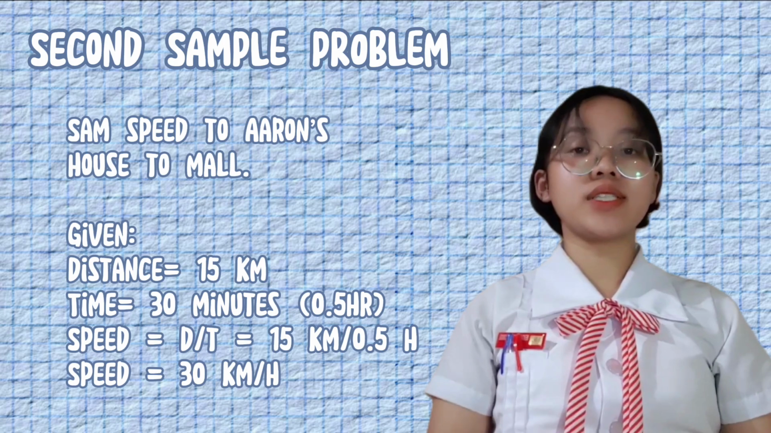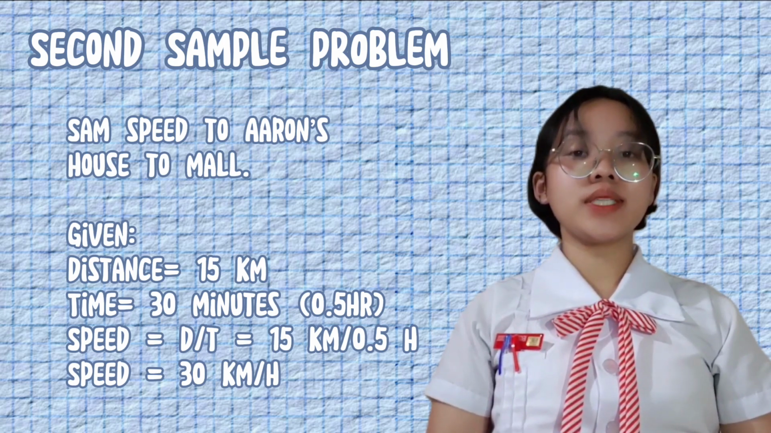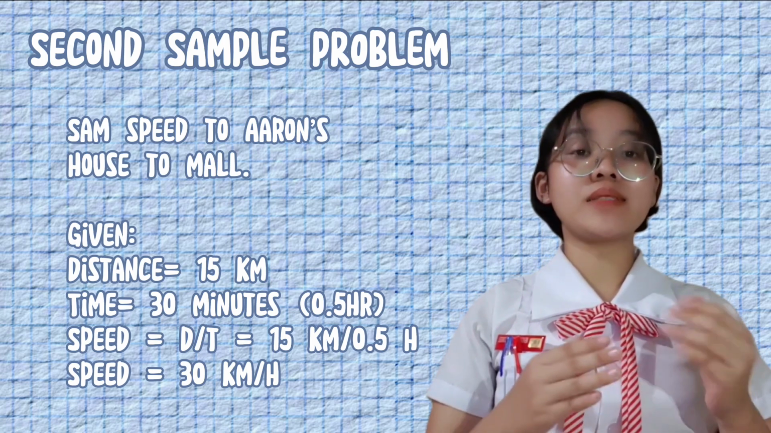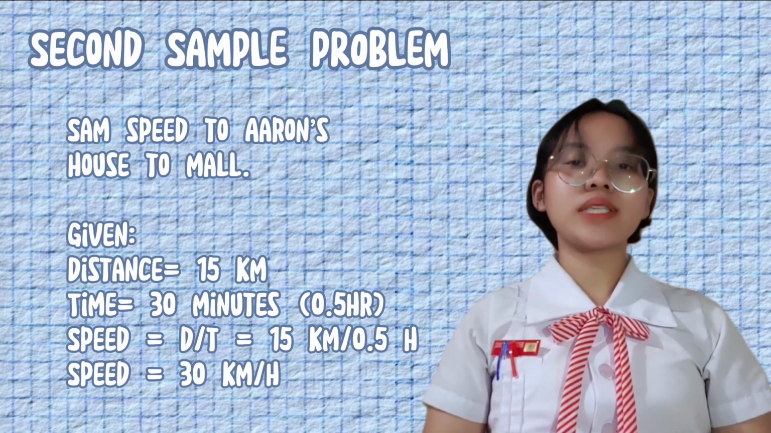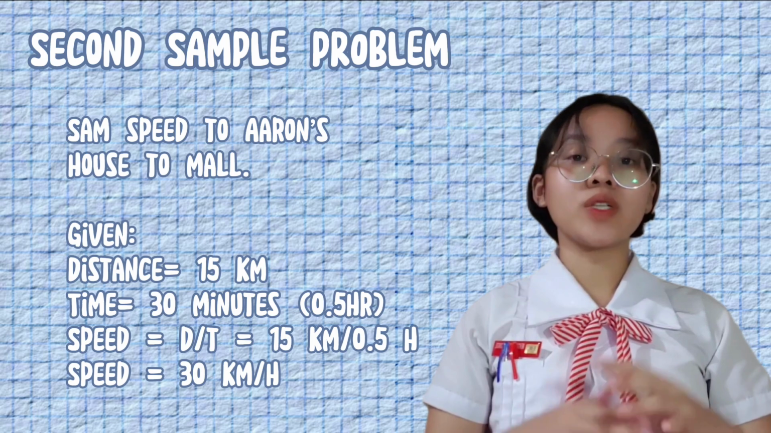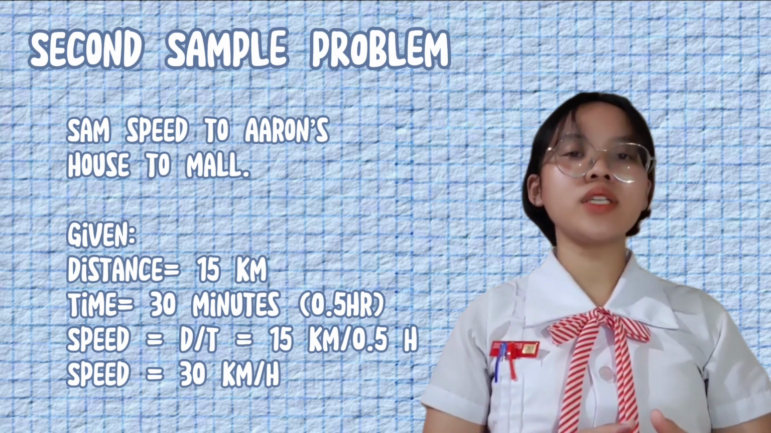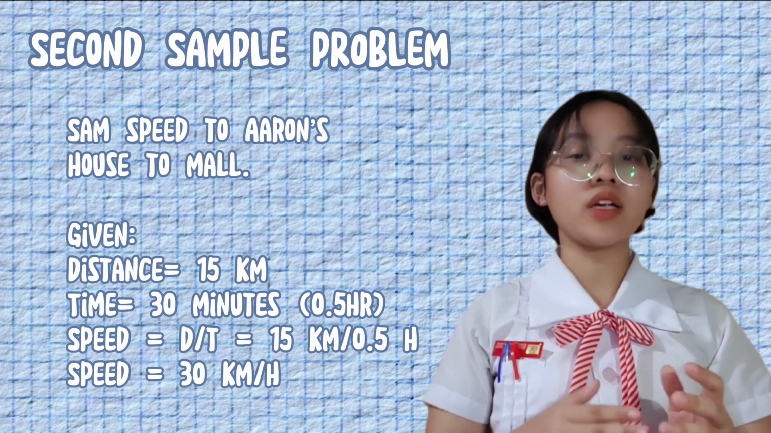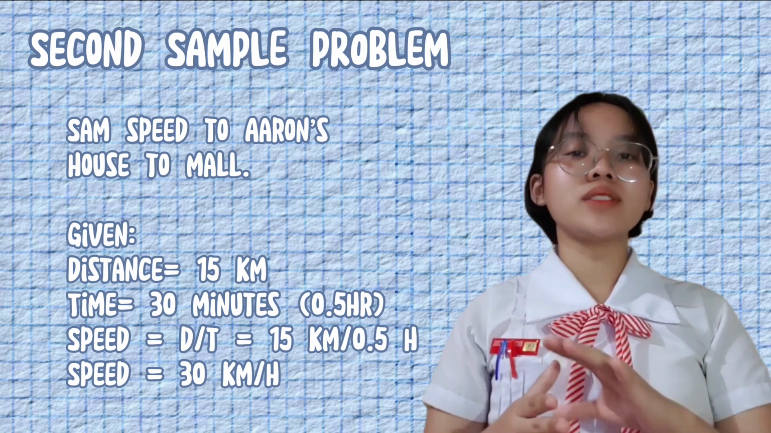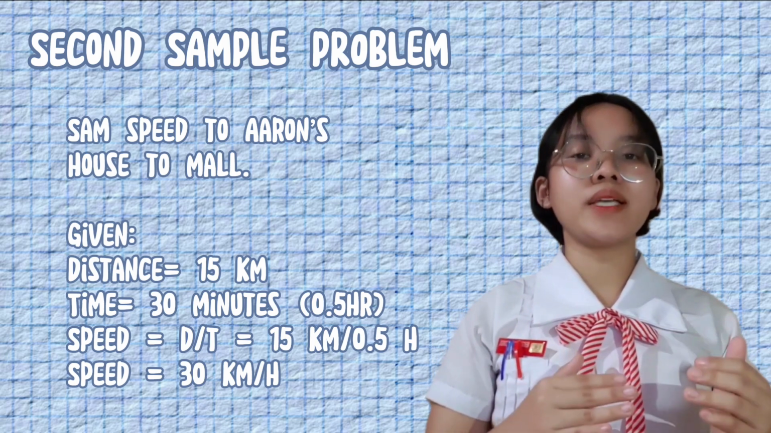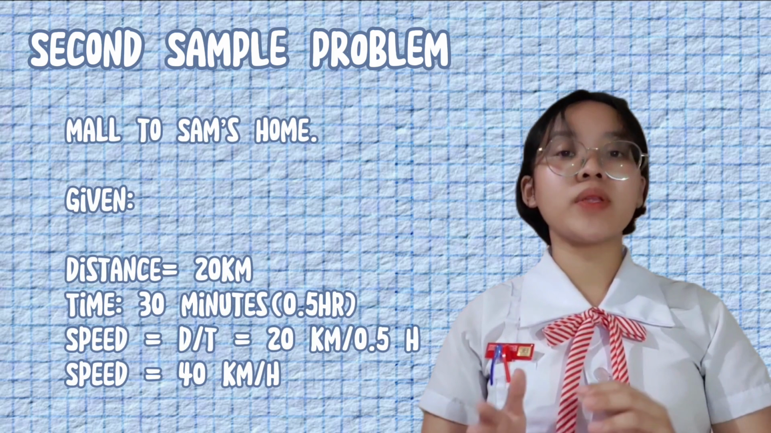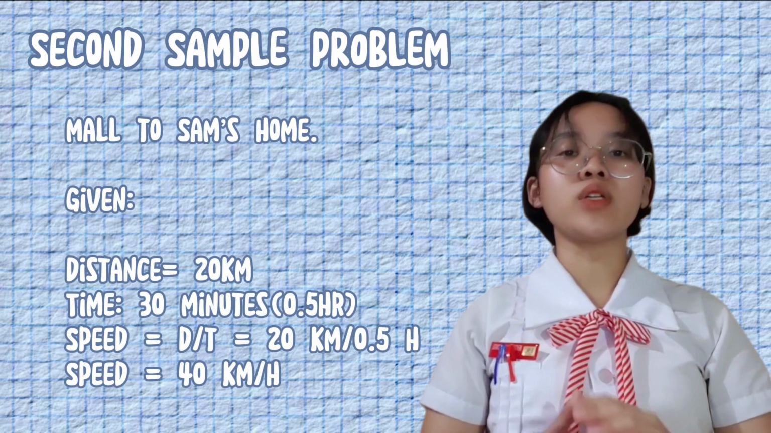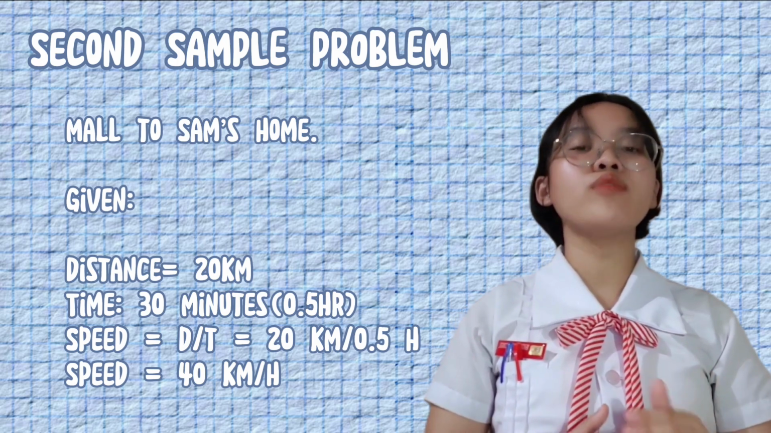So the reason is that we are using the formula speed equals distance over time. Sam travels 15 kilometers, which represents the distance, in 30 minutes or 0.5 hour from Aaron's house to the mall, which is a speed of 30 kilometers per hour. He then travels 20 kilometers in 0.5 hours from the mall to home, which is a speed of 40 kilometers per hour.